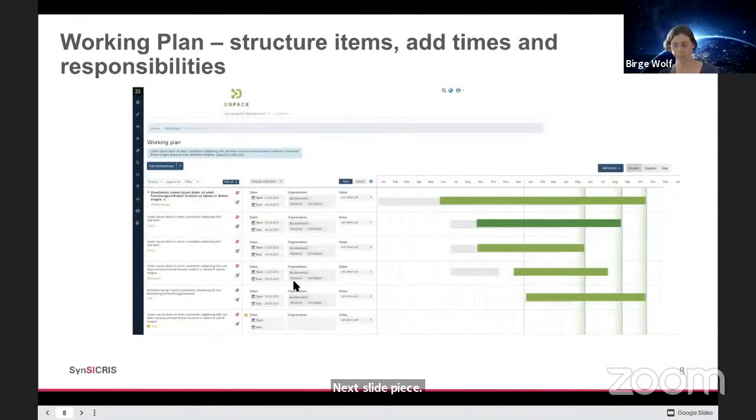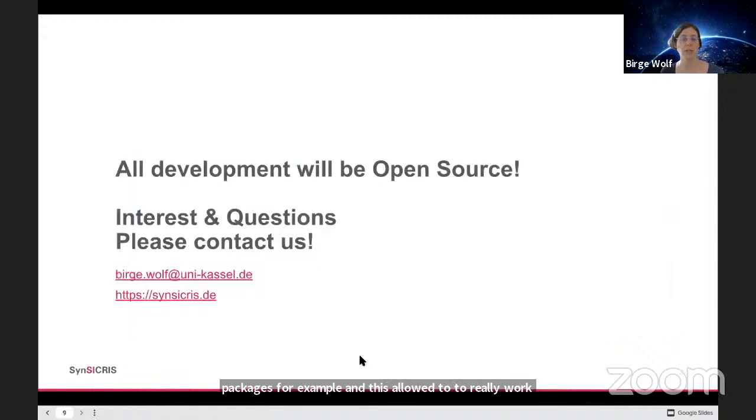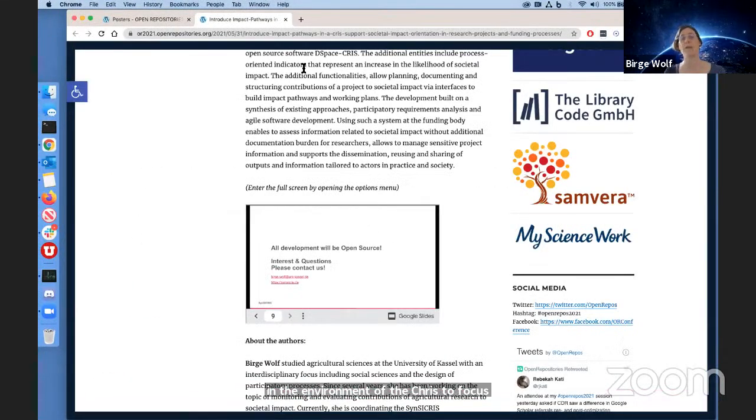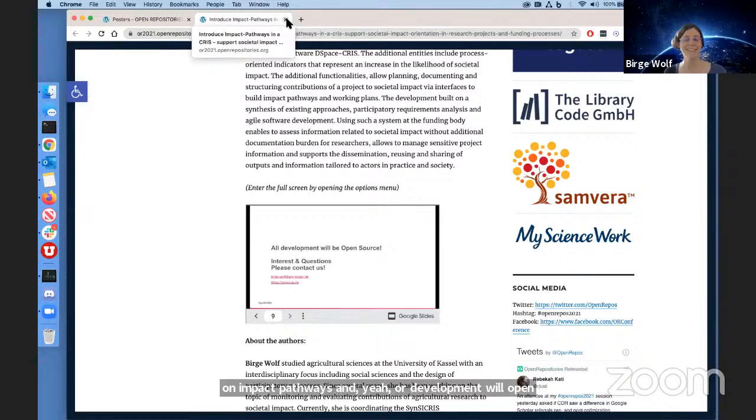We have an additional structure. It's a working plan that allows to structure the items in a Gantt chart and add times and responsibilities and put them into work packages, for example. And yeah, this allows to really work in the environment of DSpace to focus on impact pathways. And yeah, all development will be open source. Thank you.